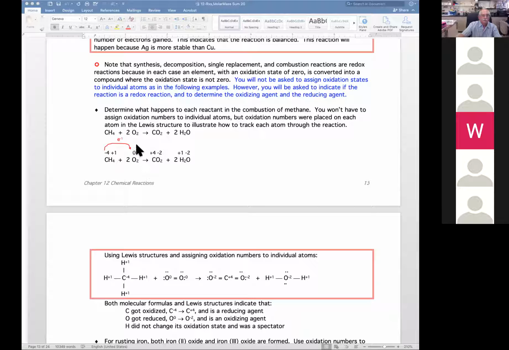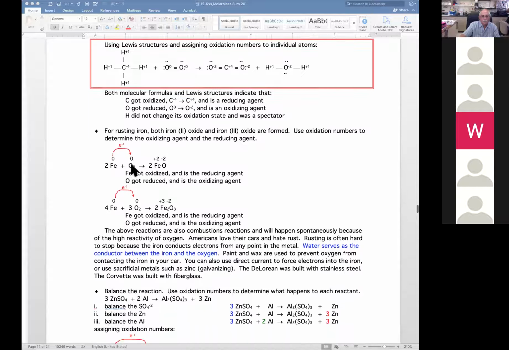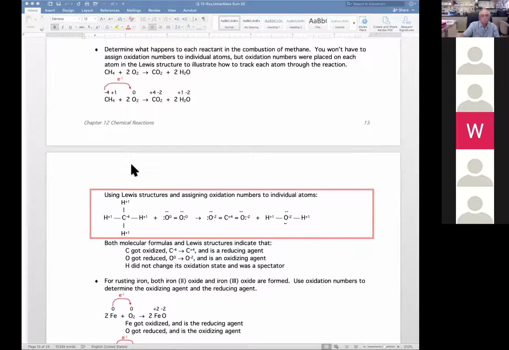So if oxygen got reduced, what reduced it? Reducing agent. What could that be? Methane. Carbon got oxidized, so methane got oxidized. Who oxidized it? Oxygen. So what is oxygen in that case? An oxidizing agent. And methane is the reducing agent. Right. Okay.